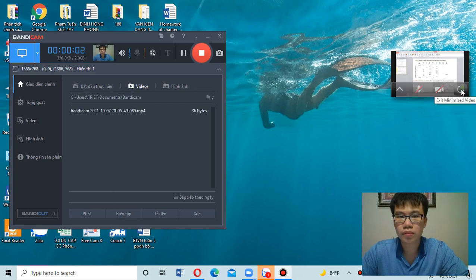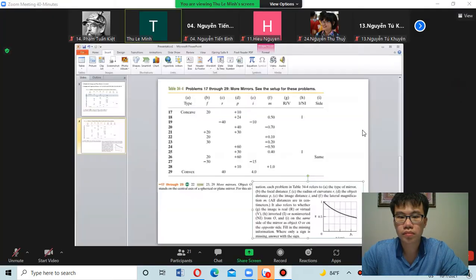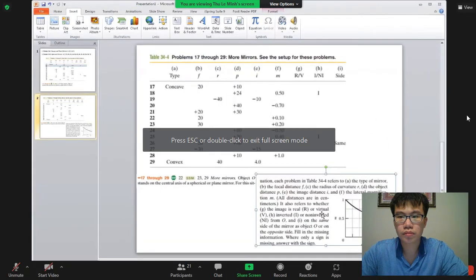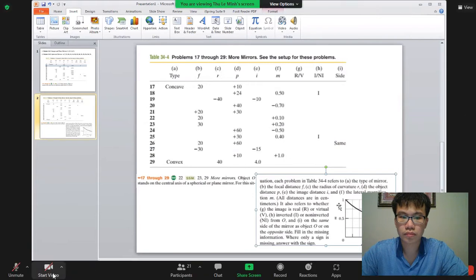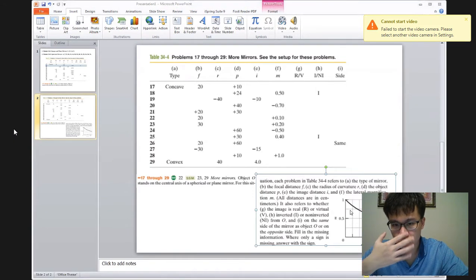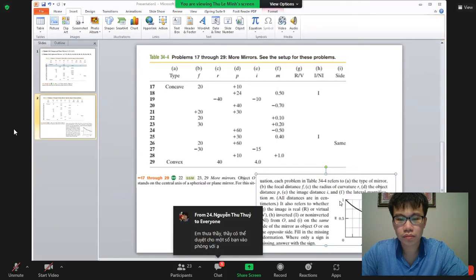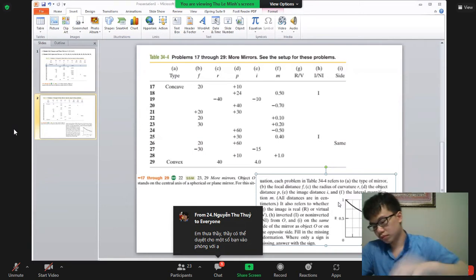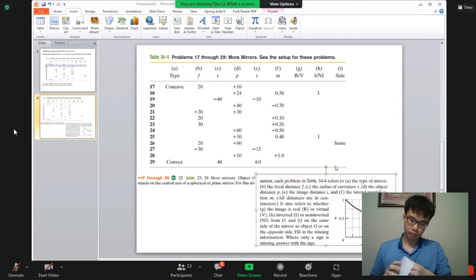Stand on the central axis of a spherical or plane mirror. For this problem in the table, refer to the type of mirror, so we have to determine what type of mirror this is. The focal distance F, or focal length F, and the radius of curvature R, meaning you should determine the radius of the sphere.